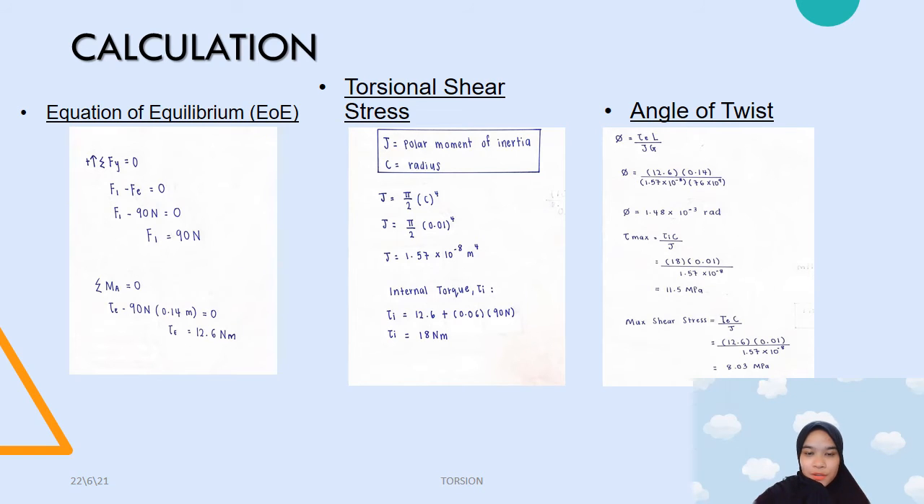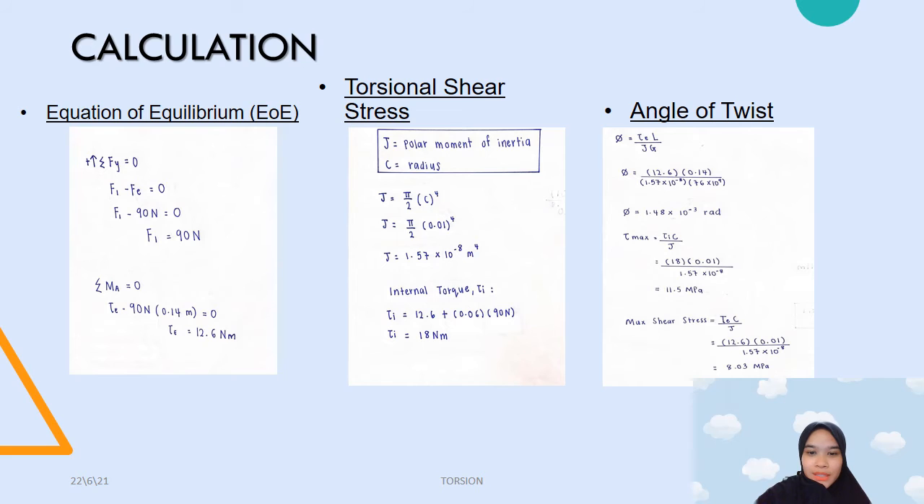Lastly is the angle of twist. We will use torque times length divided by polar moment of inertia times shear modulus, and the angle of twist will be 1.48 times 10 power of negative 3 radian.